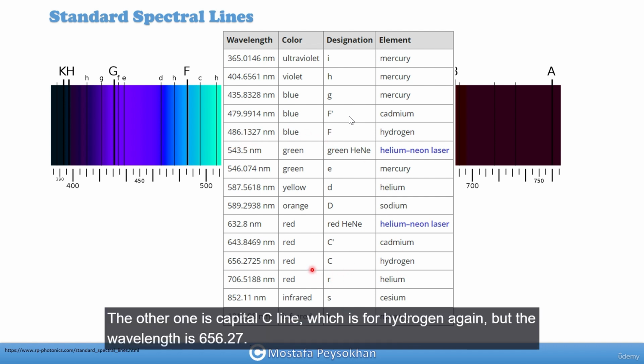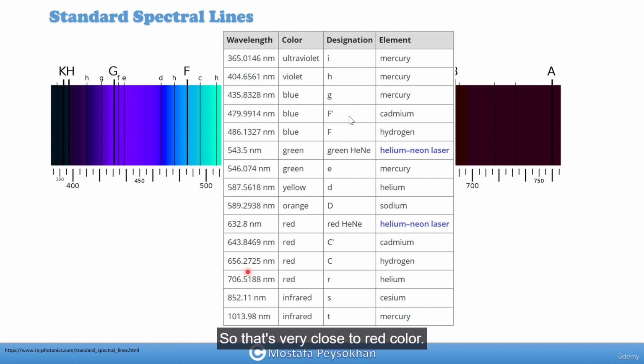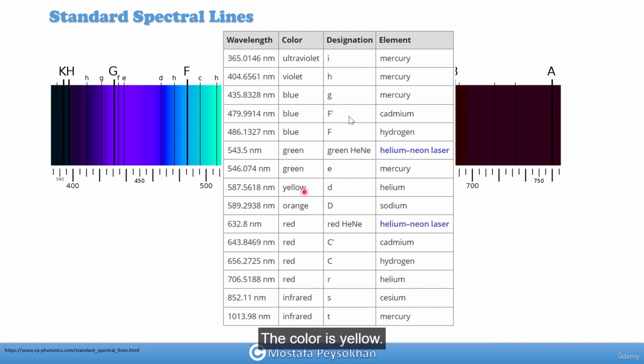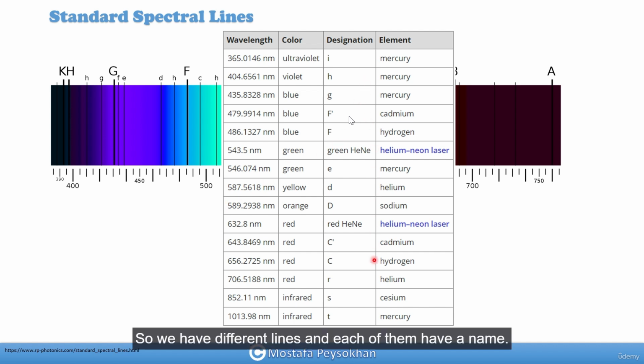The other one is the capital C line, which is for hydrogen again, but the wavelength is 656.27. So that's very close to red color. We can see the color is red. But for the capital F, the color is blue. The other one that is important for us is the D line, which is for helium. The color is yellow. The wavelength is 587.56. So we have different lines, and each of them has a name.